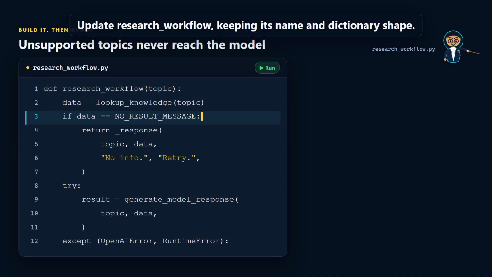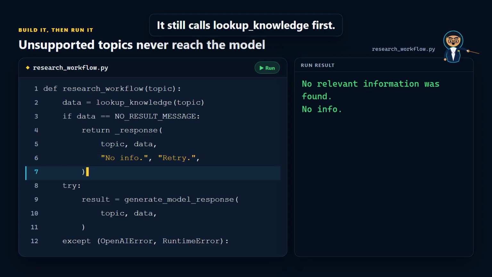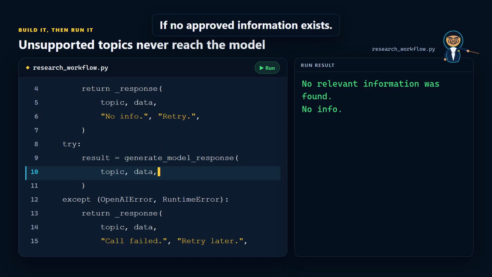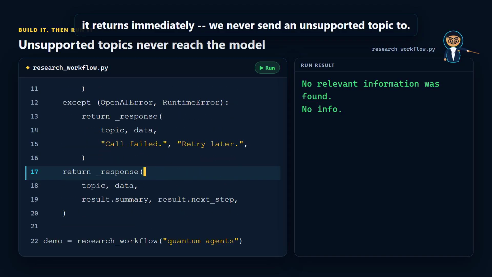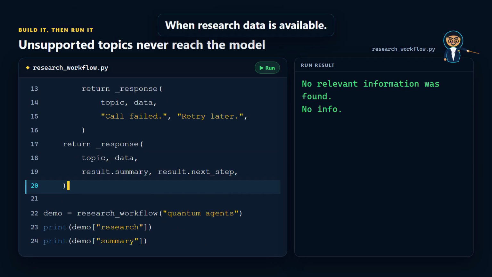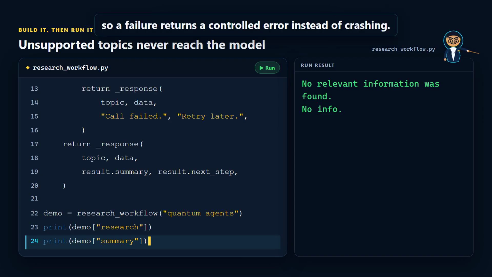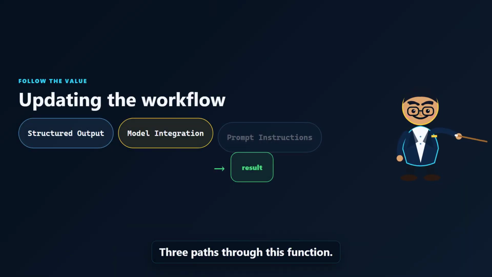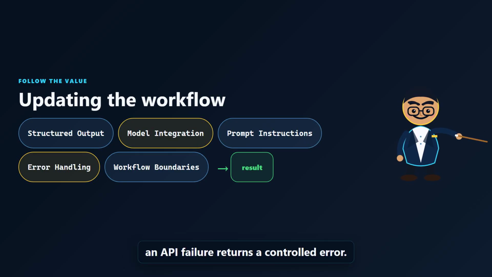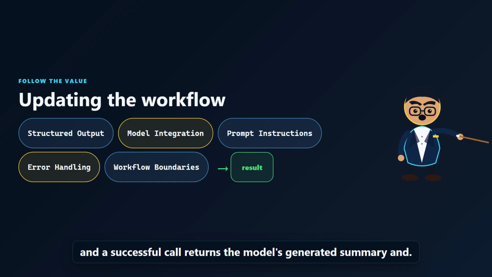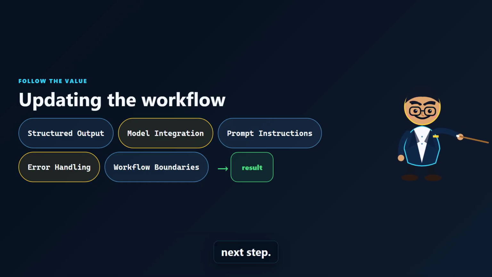Update research_workflow, keeping its name and dictionary shape. It still calls lookup_knowledge first. If no approved information exists, it returns immediately. We never send an unsupported topic to the model. When research data is available, the API call sits inside a try block, so a failure returns a controlled error instead of crashing. 3 paths through this function. No research result returns a safe fallback. An API failure returns a controlled error. And a successful call returns the model's generated summary and next step.